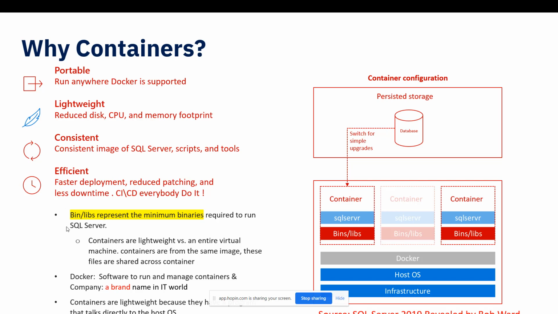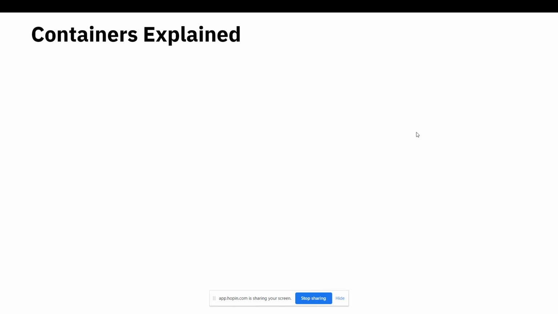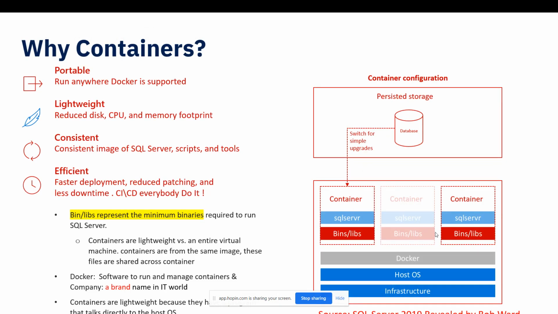In a SQL Server container, the bin and libs represent the minimum binaries required to run SQL Server. We need the Docker software to run and manage the containers. I told you Docker is the name of the brand. Containers are very light because they do not talk directly to the OS. You can see it here. There is this operating system. These are the containers of SQL Server. The minimum binaries required are the bin and libs. We can see that there is persistent storage. We'll talk about it.